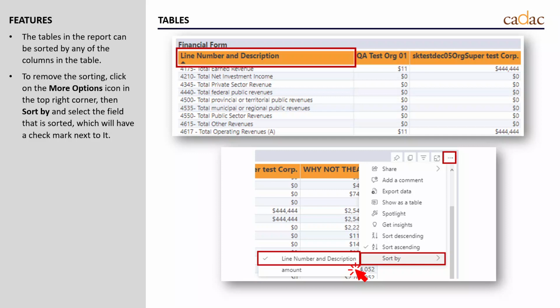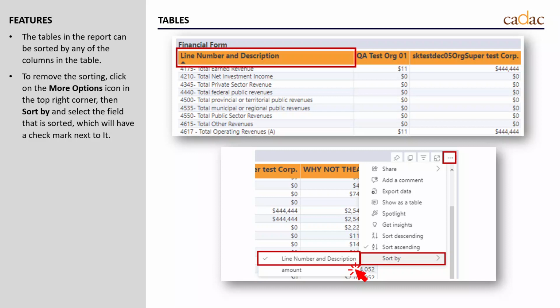In the upper screenshot here, we can see the little black arrow underneath the word line in the line number and description column. The arrow is pointed up, indicating that we are sorting from lowest values at the top of the column to highest value at the bottom. We see here that line 4175 is at the top of this image, while line 4617 is at the bottom.